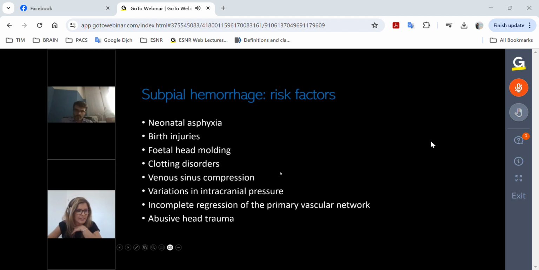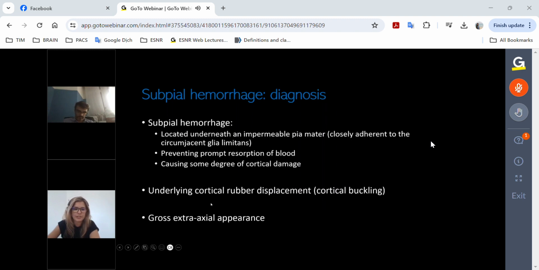So there are some risk factors, which of course are neonatal babies with neonatal asphyxia or birth injuries, when they have head molding, or if they present with a clotting disorder or a venous sinus compression. Of course, in some cases abusive head trauma can present with this, but it's very rare.